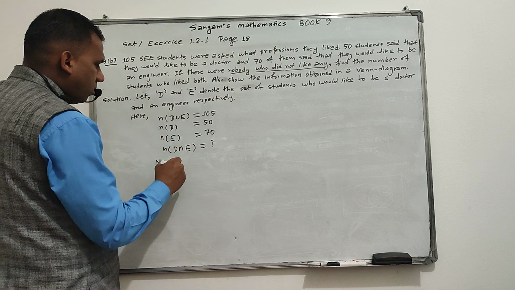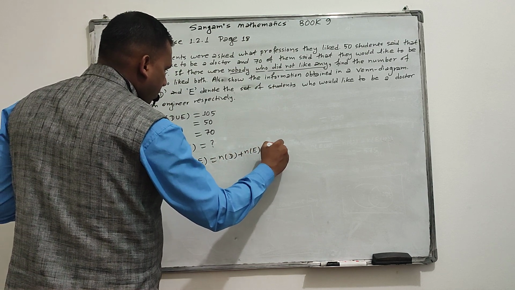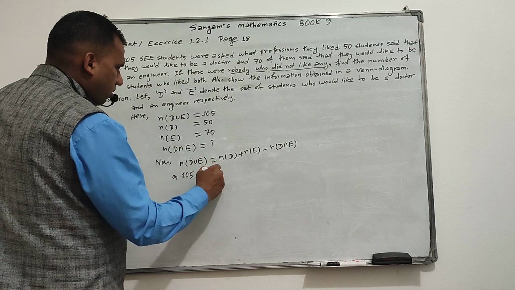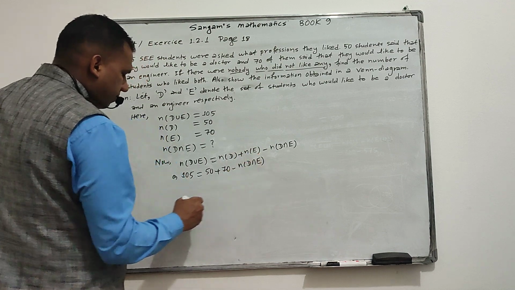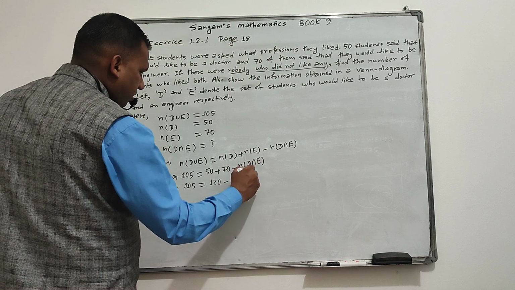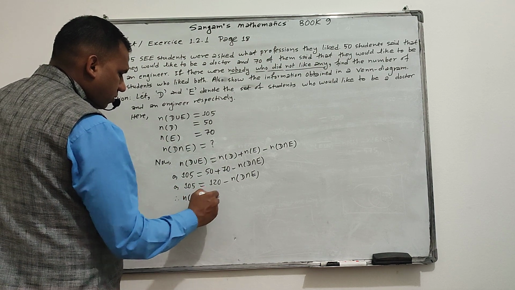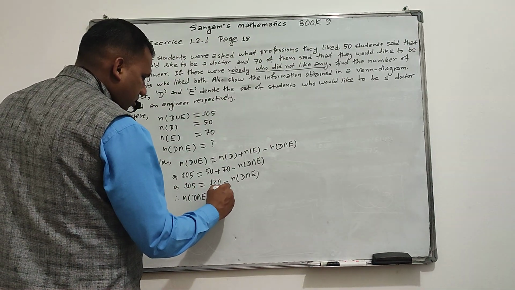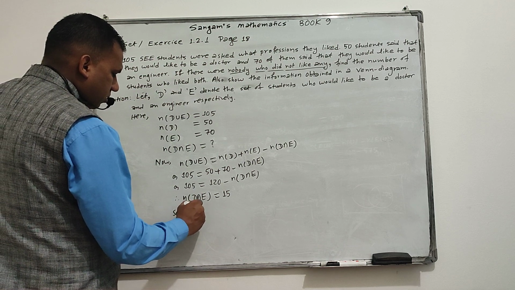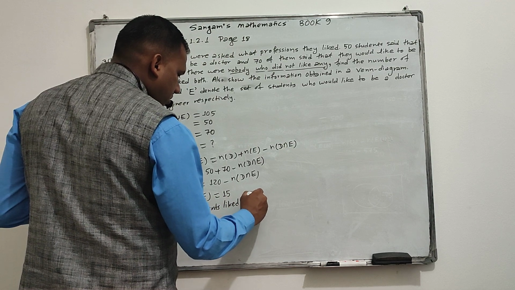Now, using the formula, number of D union E equals number of D plus number of E minus number of D intersection E, or 105 equals 50 plus 70 minus number of D intersection E, or 105 equals 120 minus number of D intersection E. Therefore, number of D intersection E equals 120 minus 105, that is 15. So 15 students like both professions.